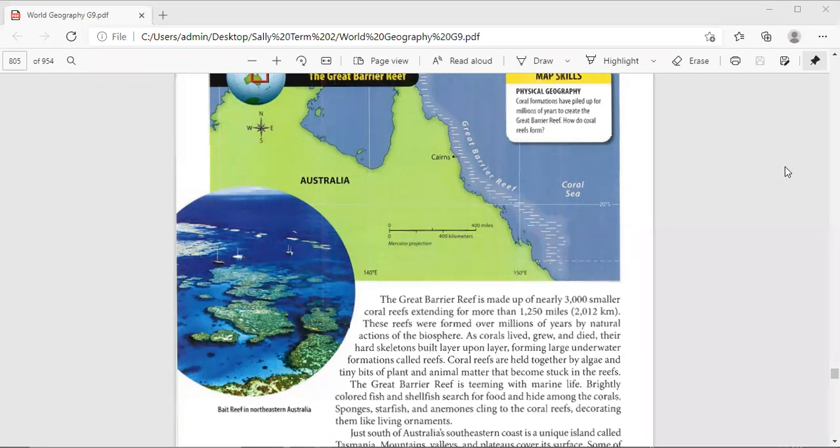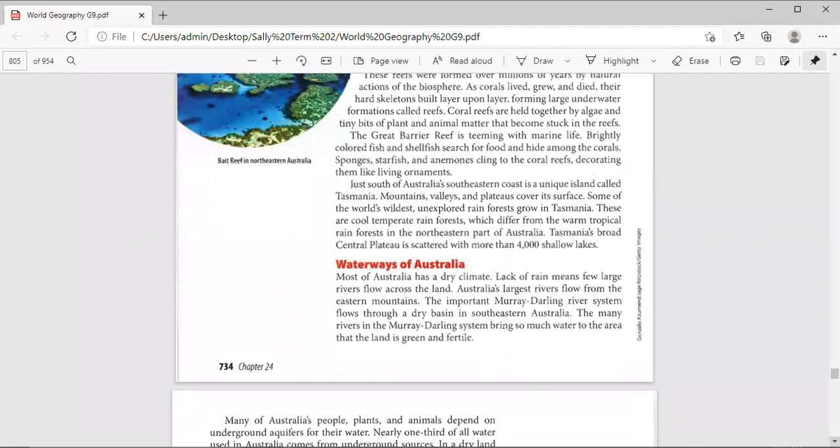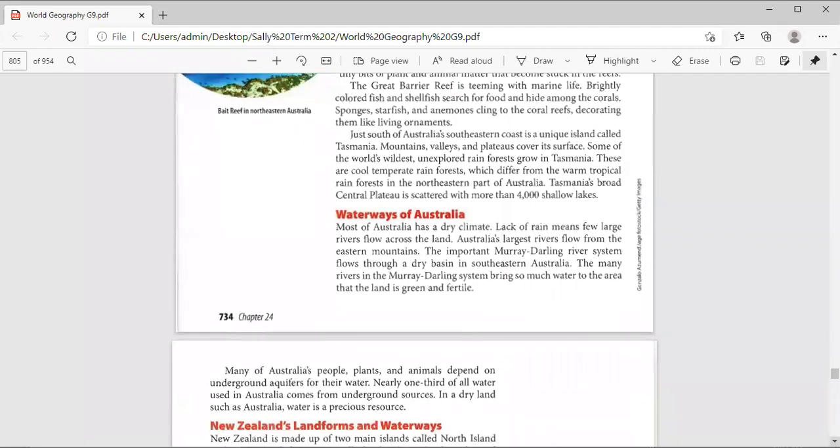So what about Australia's people? What do they depend on in order to have farming and a source of water? Depend on the underground aquifers for the water. Thank you very much. Actually, they depend on the underground aquifers for their water.